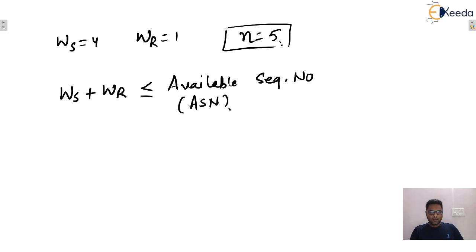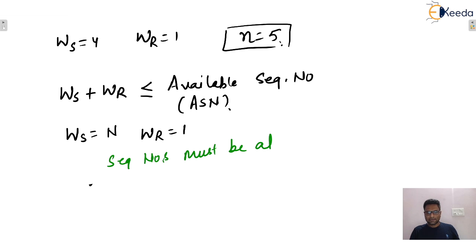Okay, next one. Let's say the sender window size is n in GBN, that is n only, and the receiver window size is fixed, that is 1. So we can say that the sequence numbers must be at least n plus 1, isn't it?